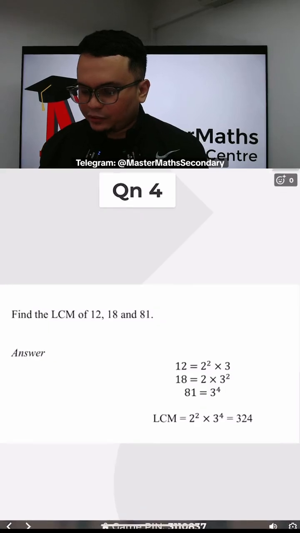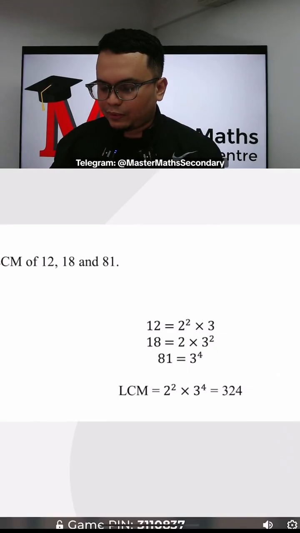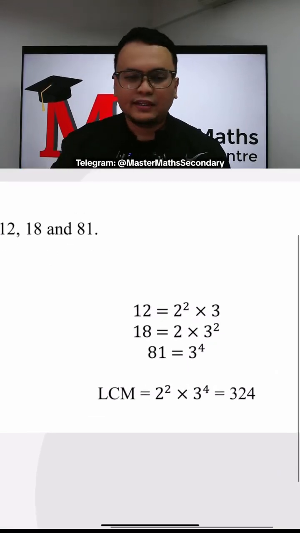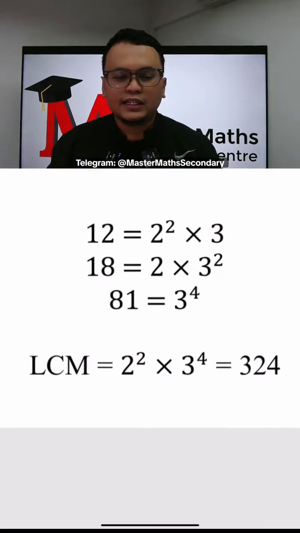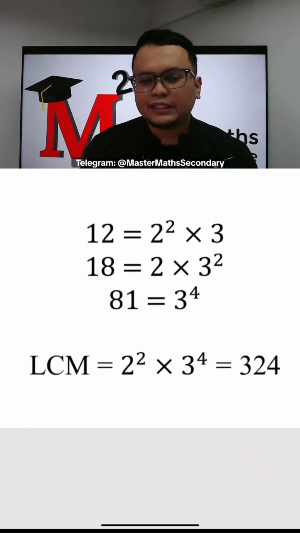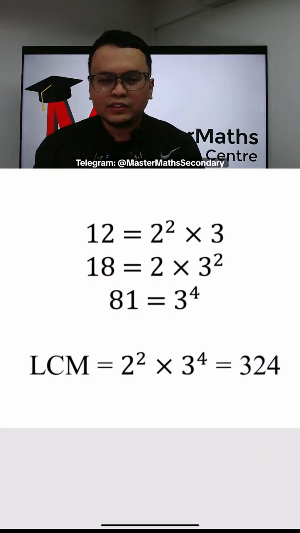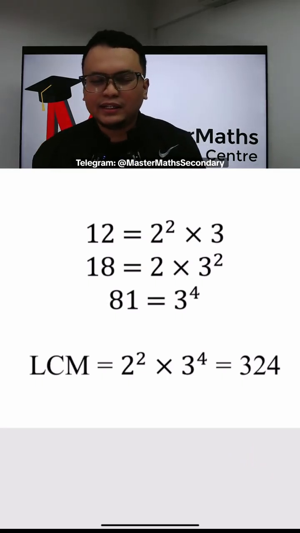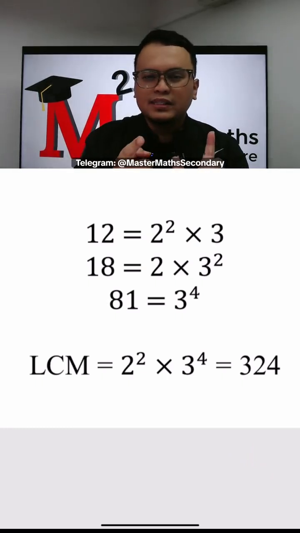Let's take a look at how this is done. Normally I'll use the prime factorization approach. I will change 12, 18 and 81 and express them in terms of their prime factors. Now to find the LCM, the lowest common multiple, we write down all the bases that we see. From 12, 18 and 81, the bases are 2 and 3.